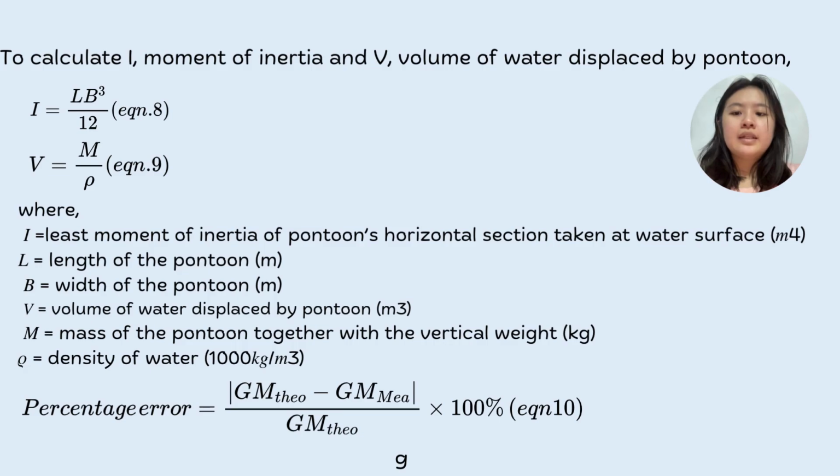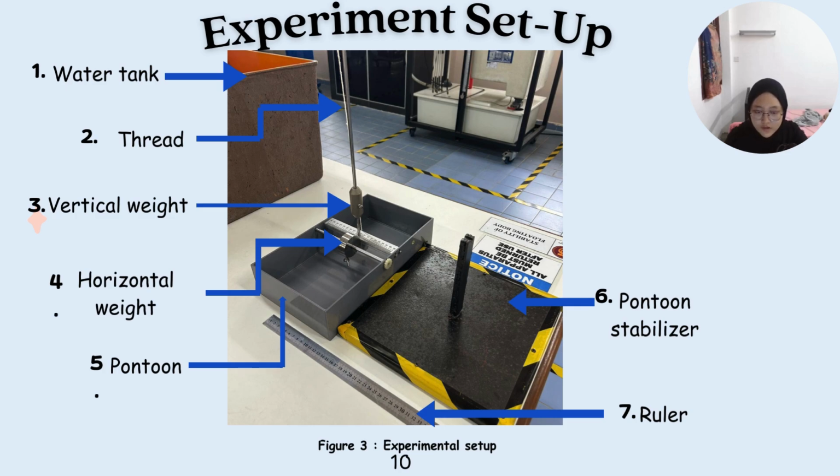Equation 8 is the formula for us to calculate the least moment of inertia of the pontoon horizontal section taken at the water surface. Equation 9 is the formula to calculate the volume. Equation 10 is to calculate the percentage error between the theoretical GM and the experimental GM. Figure 3 shows the experimental setup.